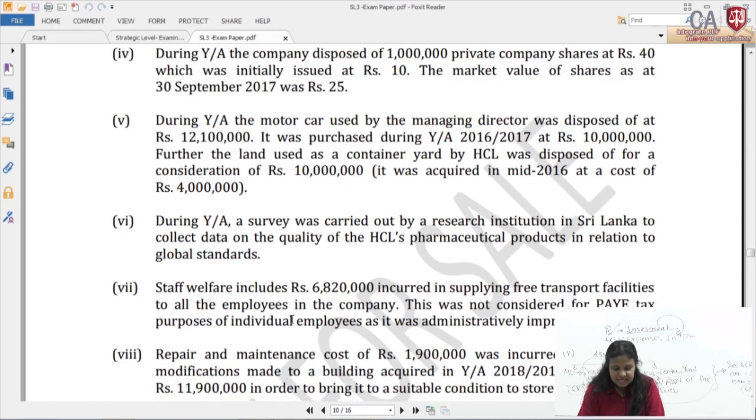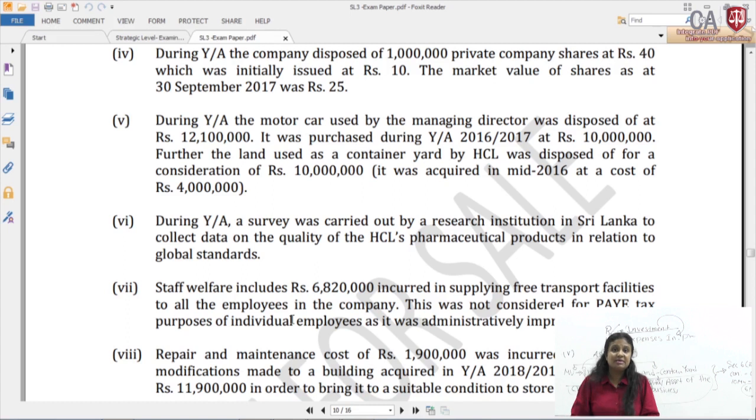That's the issue. Okay. Then the sixth one: during the year of assessment, a survey was carried out by a research institution in Sri Lanka to collect data on the quality of HCL's pharmaceutical products in relation to global standards. Is this research? Now you have to think. It is done by a research institution in Sri Lanka. Is this scientific? Is this industrial research? Is this high level processing of agro products? No. Finally, is this for the improvement of the business process or the product? No. This is a survey. This is not qualified under R&D. Therefore, the double deduction is not available.